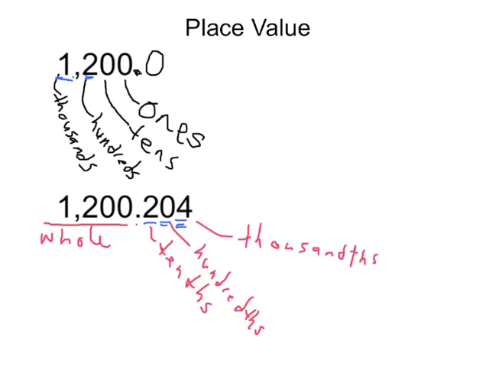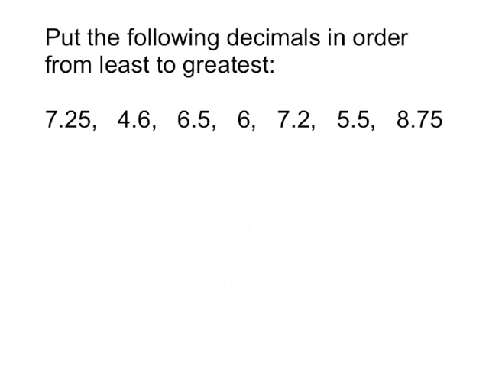the thousandths place. Put the following decimals in order: 7 1/4, 4 6/10, 6 5/10, 6 whole, 7 2/10, 5 1/2, and 8 3/4. You could also say 8 and 75 hundredths. That's the other reason we need to know the place values, because the decimal is given a name according to the last decimal place.